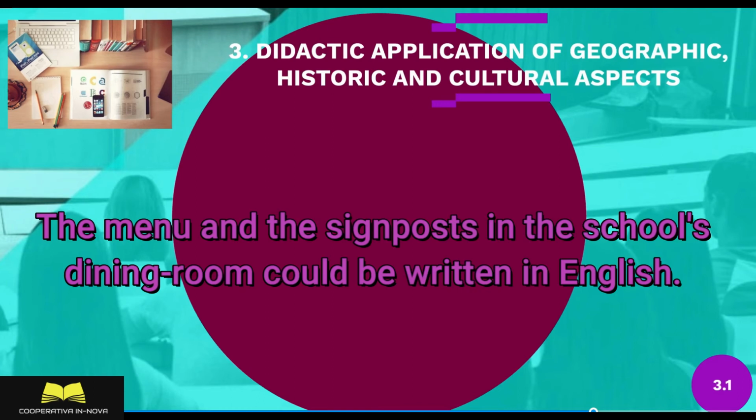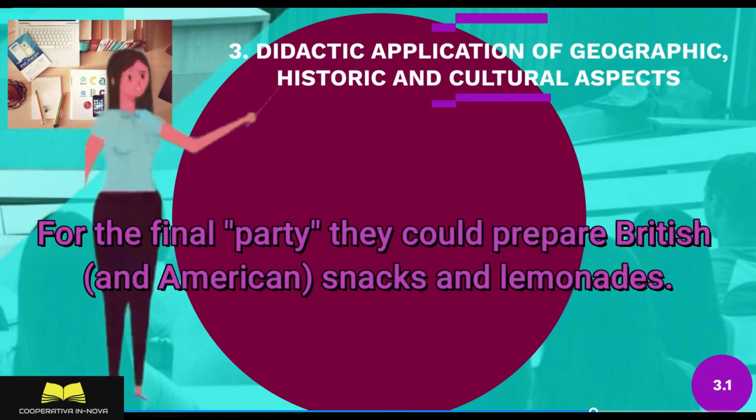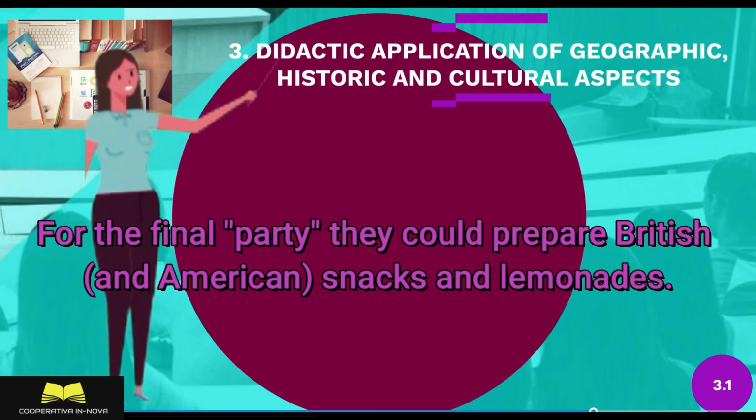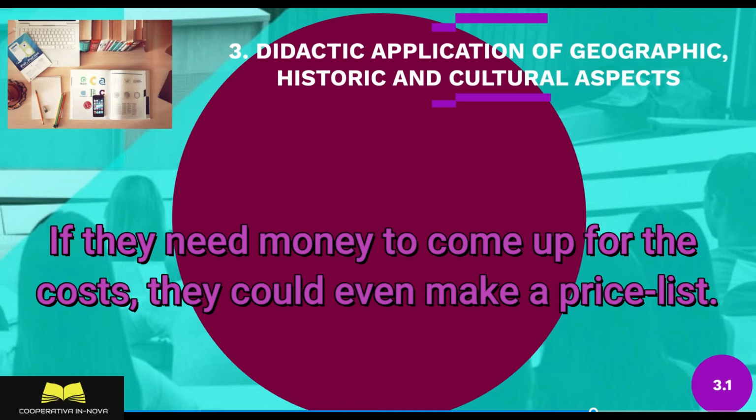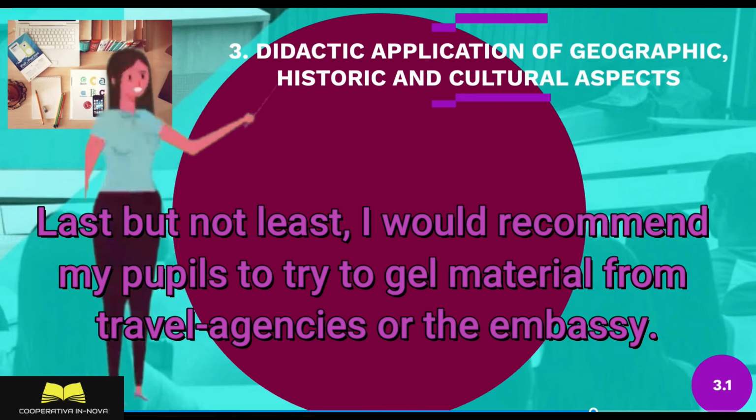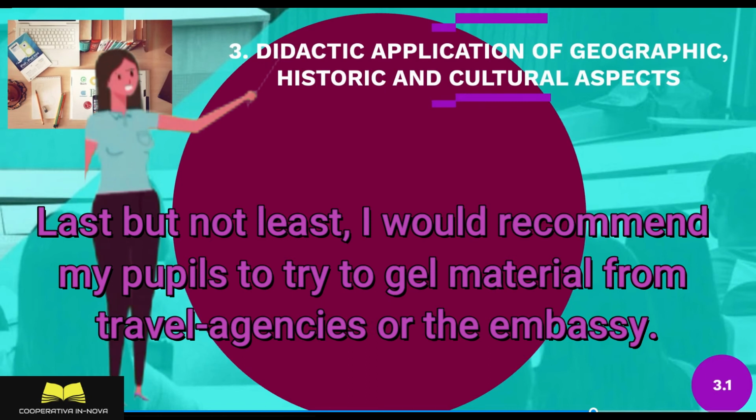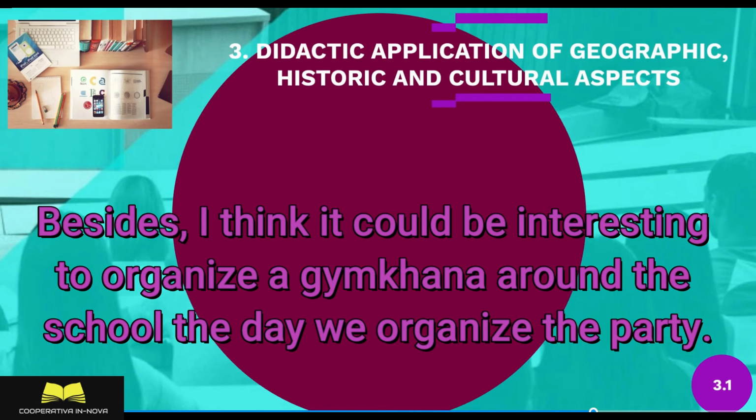The menu and the signposts in the school's dining room could be written in English. For the final party, they could prepare British and American snacks and lemonades. If they need money to cover the costs, they could even make a price list. Last but not least, I would recommend my pupils to try to get material from travel agencies or the embassy. Besides, I think it could be interesting to organize a gymkhana around the school the day we organize the party.